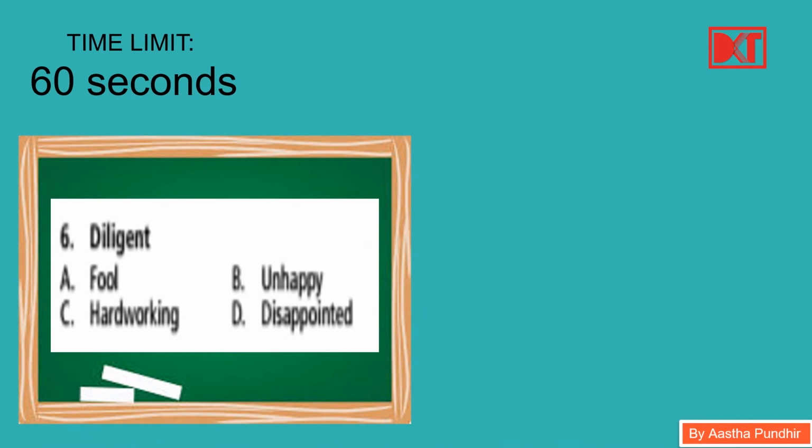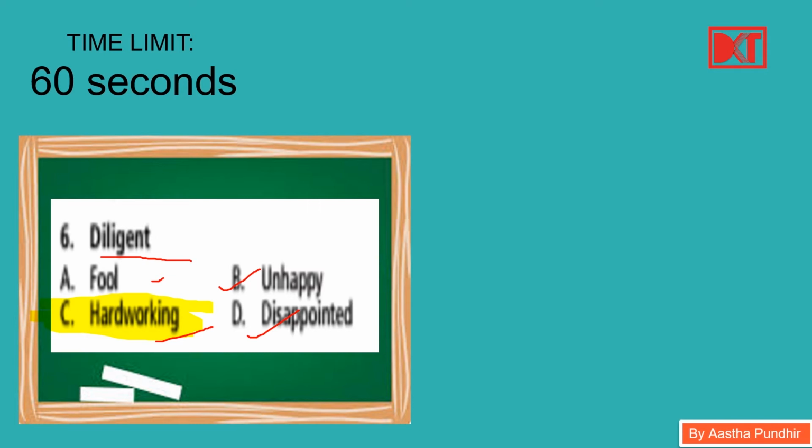Alright, so we have the next word which is diligent. The options are A, fool, B, unhappy, C, hardworking, D, disappointed. Now here we have to choose the synonym. The synonym here is hardworking. Diligent and hardworking, the one who works very hard and consistently and completes all their work. That's hardworking, puts in a lot of efforts.